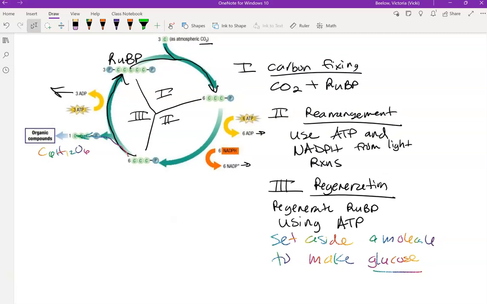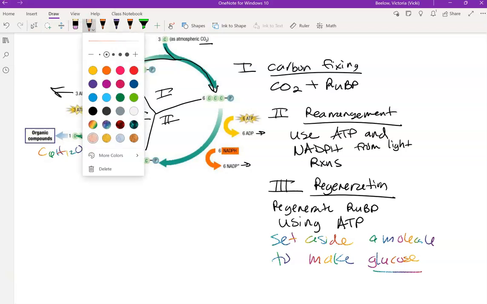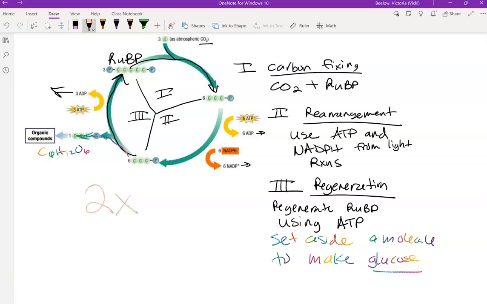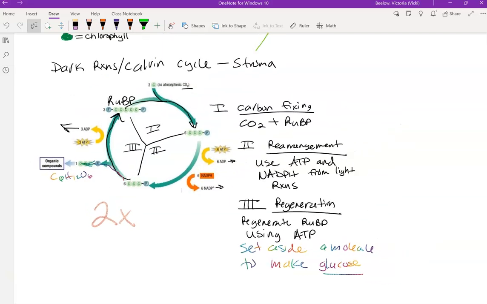Now, this molecule of glucose will be formed after you have gone around that cycle 2 times. Once you've gone around twice, then you will make 1 molecule of glucose. So if you had to do some math in terms of numbers, you could look at this and say, oh, there's 6 NADP plus that are used in 1 go around. So after 2, that would be a total of 12 NADPH that would be used.